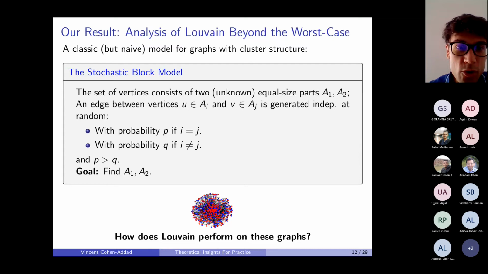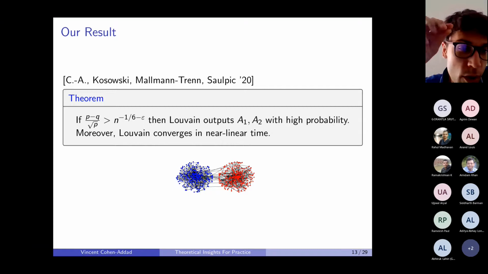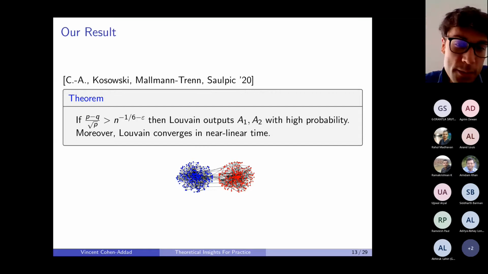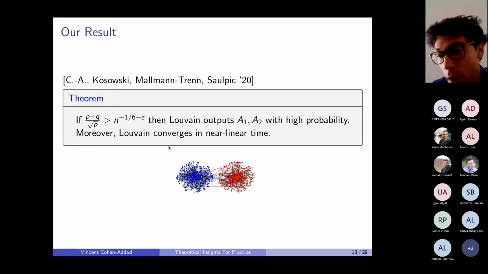Good. So what we managed to show in this paper is that if the ratio of P minus Q, where P is the probability of an edge internal to a cluster and Q is the probability of an edge across clusters, divided by square root of P, which is the signal to noise ratio, is larger than 1 over n to the 1/6 minus epsilon, then Louvain will output A1, A2 with high probability and in linear time. As was pointed out just before, for the spectral methods known for this type of problem, if you want to go up to the exact information theoretic threshold, you need to use SDPs, and you will replace the 6 with a 2. So the bound is significantly better with the other methods, but it's already a non-trivial regime.